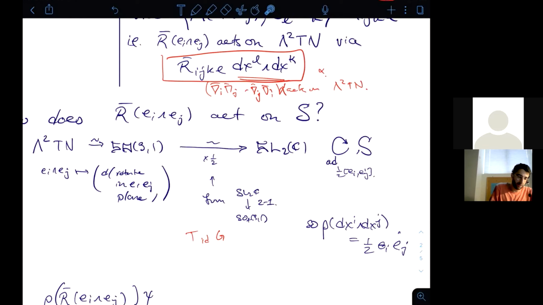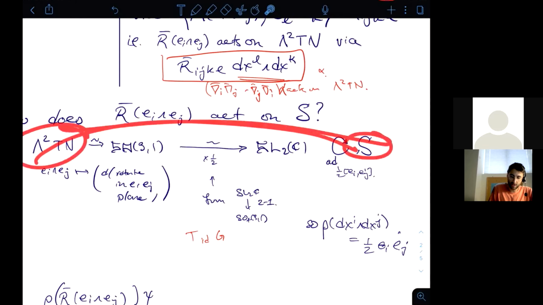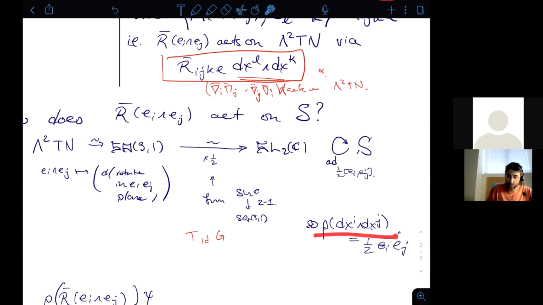Okay, so if we want to follow, how does this work? How does something over here act on something over here? Let's call that action rho. Rho of a 2-form, EI wedge EJ, is a half Clifford multiplication by EI EJ. Or sometimes people say it's a quarter Clifford multiplication by the bracket EI EJ. It's the same thing.